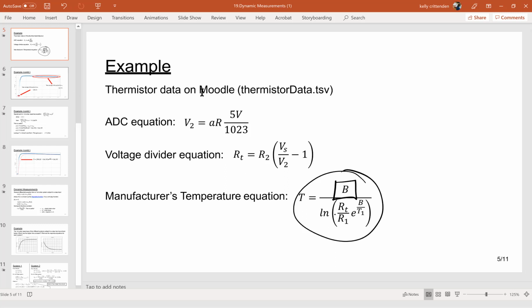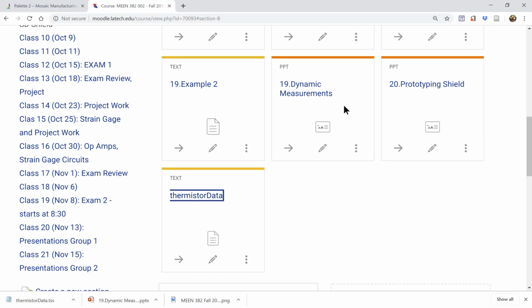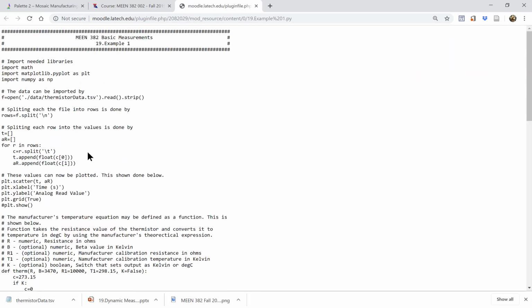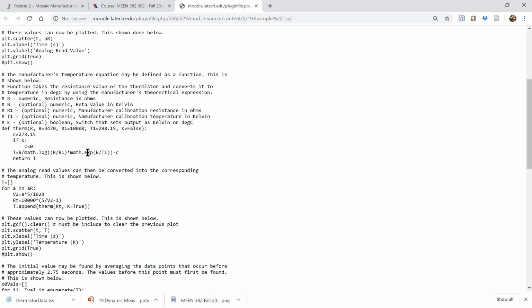All right, so those equations, I believe, let's open up, I think it's going to be in maybe example 1. Let's open up example 1 and see if they're built into there. Yeah, they are. See, they're right here. Well, part of them are right here. There's the V2, there's the RT. This one we haven't talked about yet.